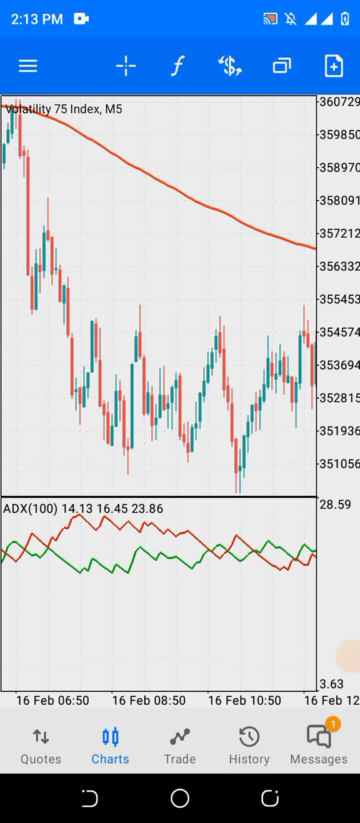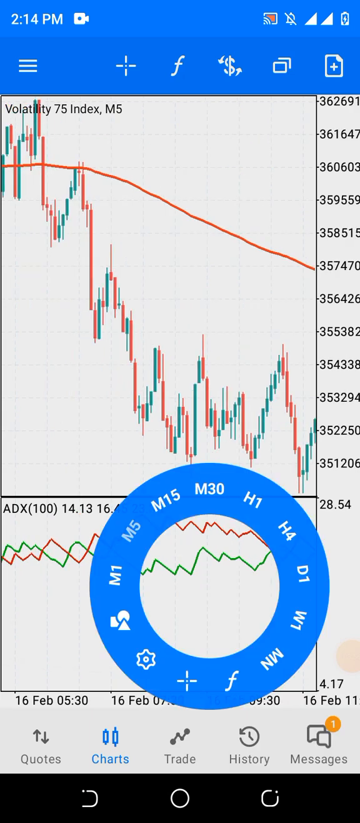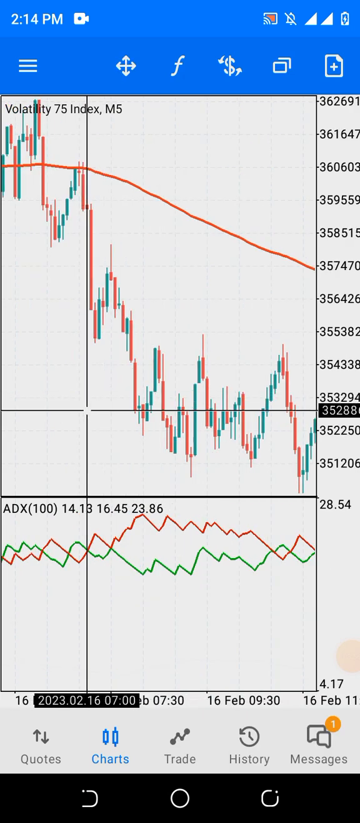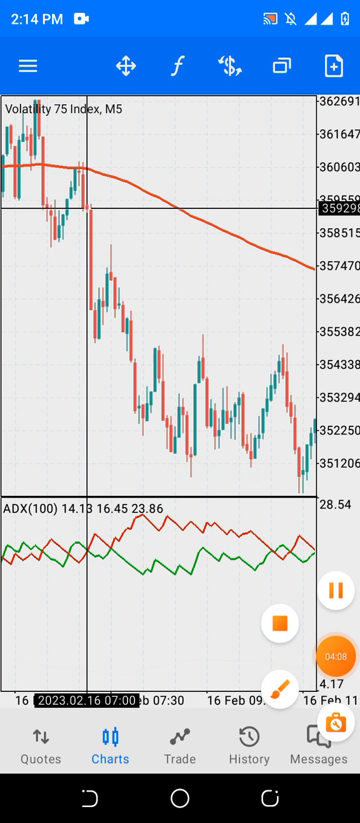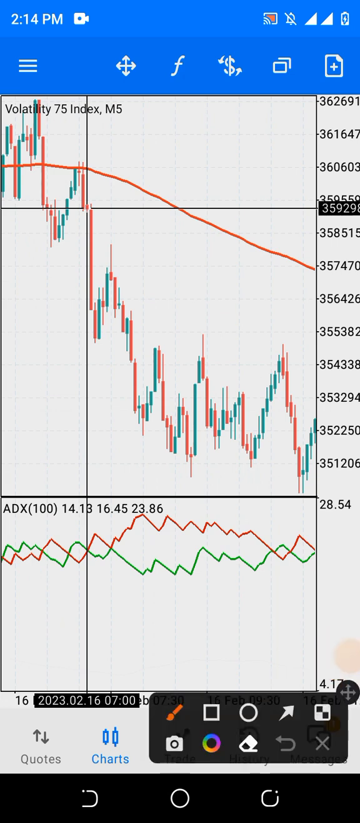All right, let's proceed. Now this is it. You need to make your entry here. You need to make your sell entry where the red line of ADX crosses the green line.